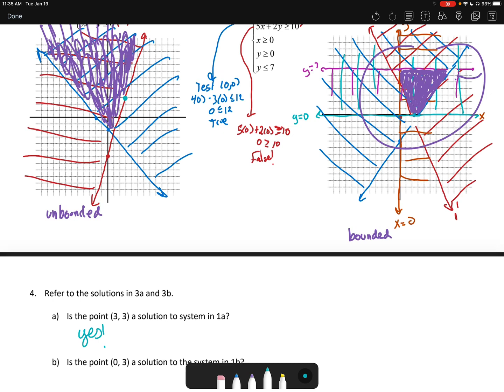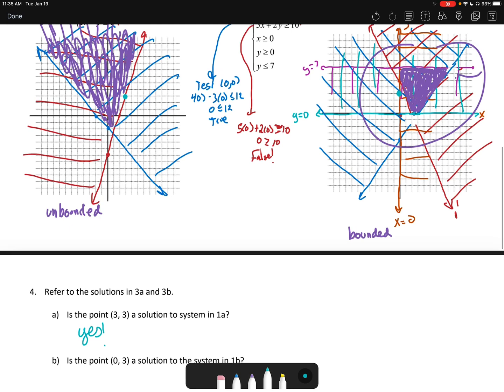What about for this next one? It says, is 0, 3? So 0, 1, 2, 3 is right here. Is that a solution here? Well, it's not, because it is not touching, it's not bounding that feasible region, it's not inside of it. So in this case, we would say no.